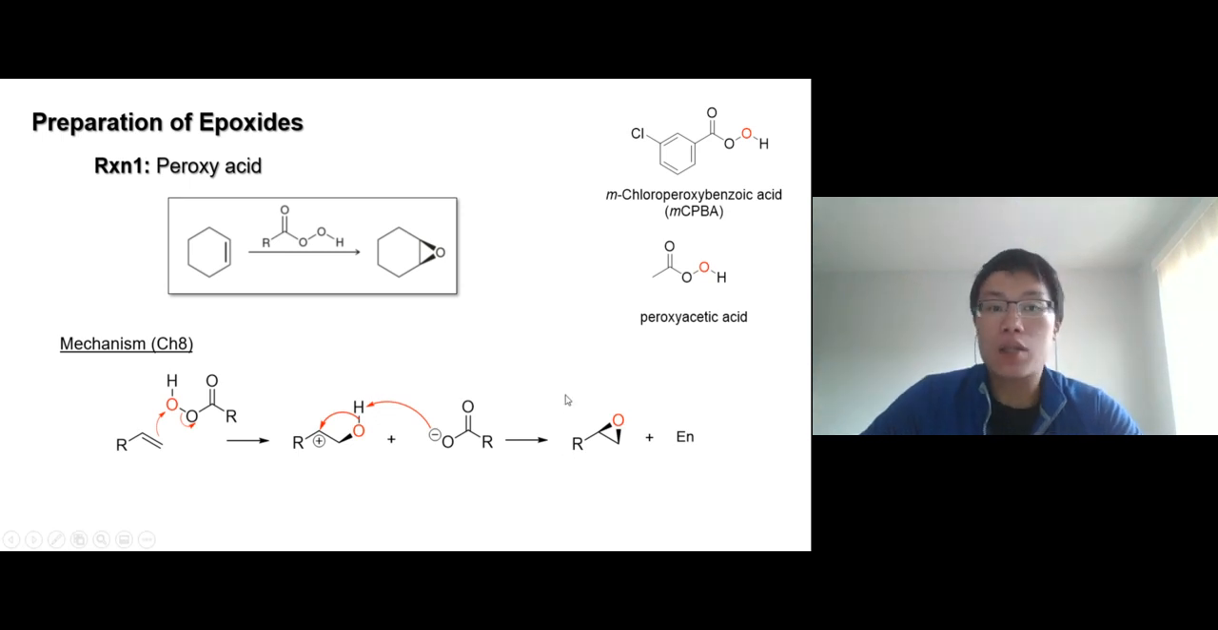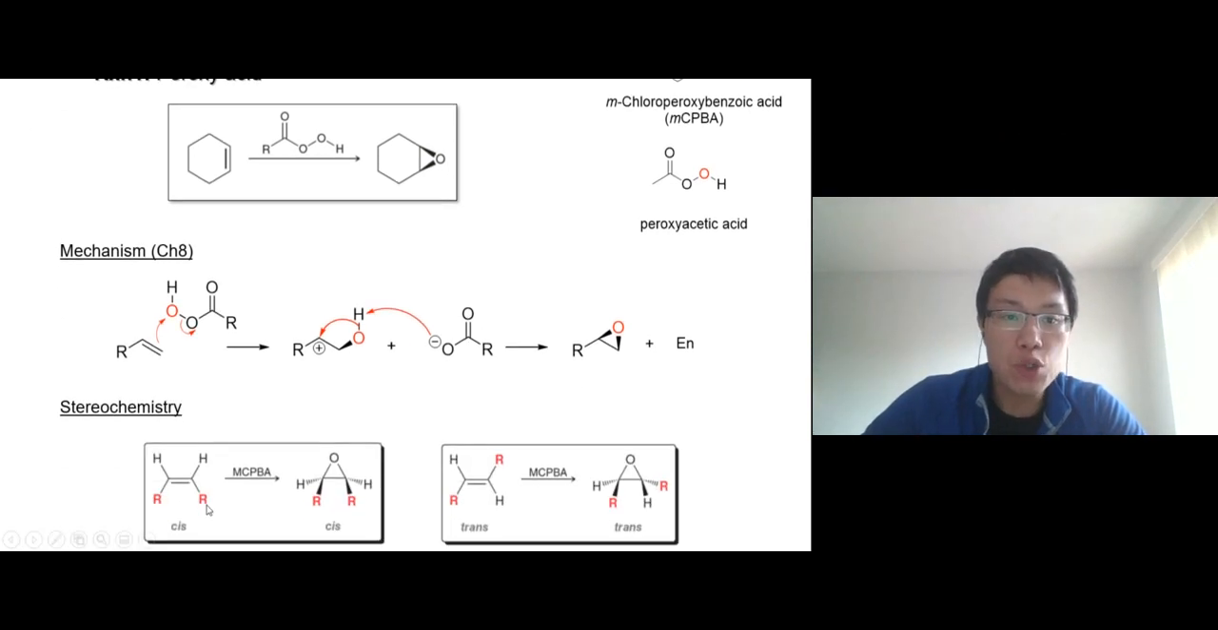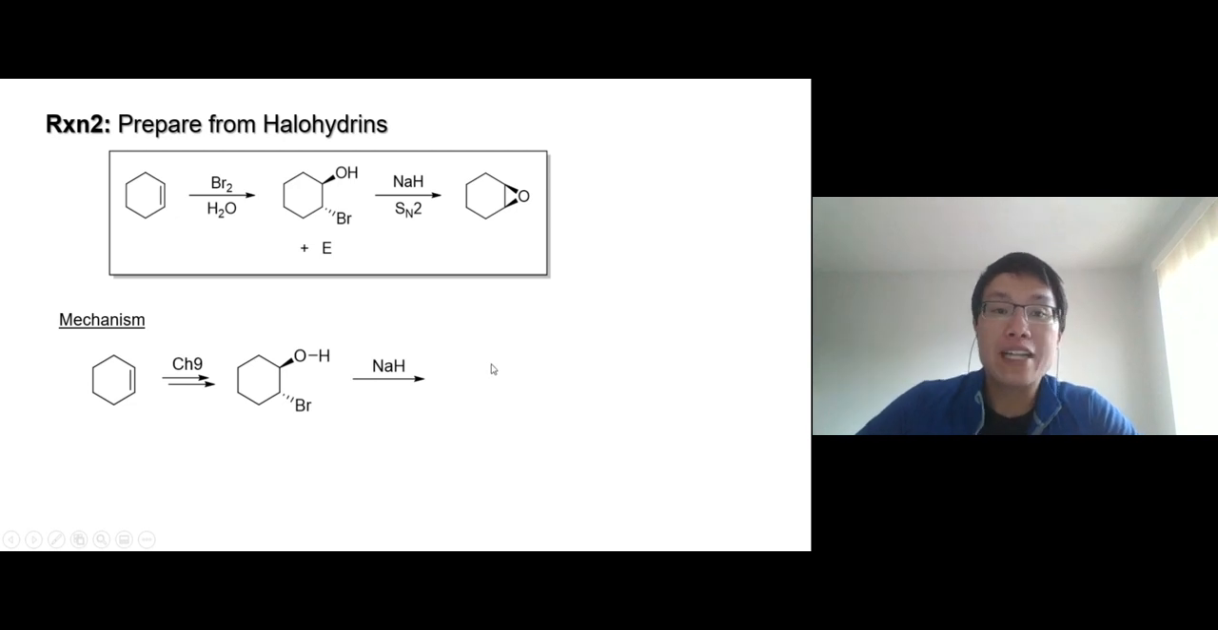Right? Not talking about the mechanism. For that, go back into chapter 8 on alkene. But I want to point out that if you start with a cis alkene, the two alkyl groups are cis when you get an epoxide. If you start with trans, you get trans.